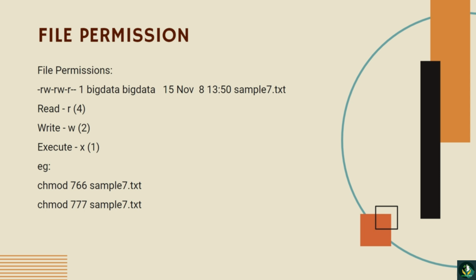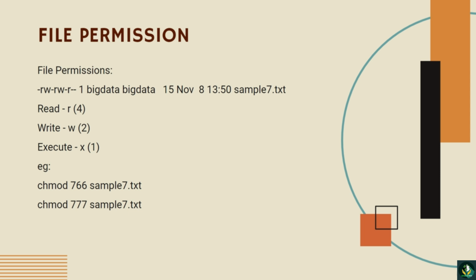If the permission is RWR, it means the owner will be having read write permission, group will be having read write permission, and the others who are not the part of the group will only have read permission.